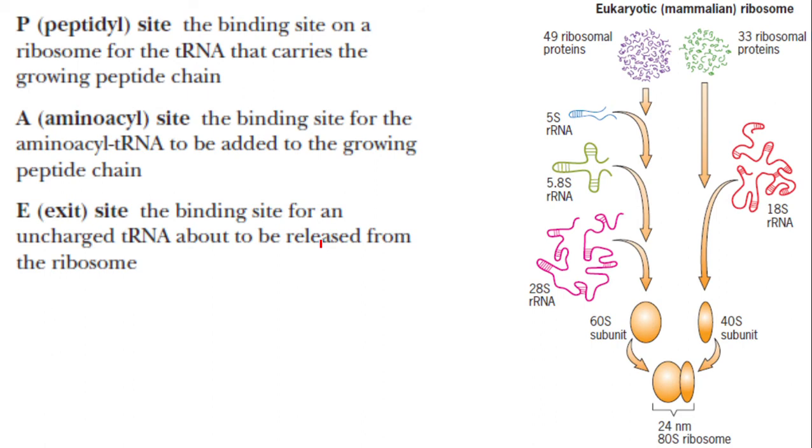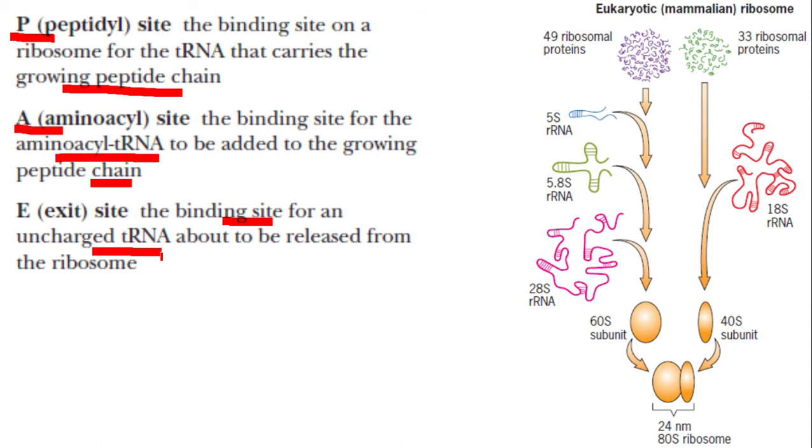And two things from this slide. The final ribosome has 3 sites. A peptidyl site, the P site. It is the binding site on the ribosome for the tRNA that carries the growing polypeptide chain. Then there is an aminoacyl site, the A site. It is for the binding of the aminoacyl tRNA to be added to the growing peptide chain. And there is the E site, or exit site. It is the binding site for uncharged tRNA.